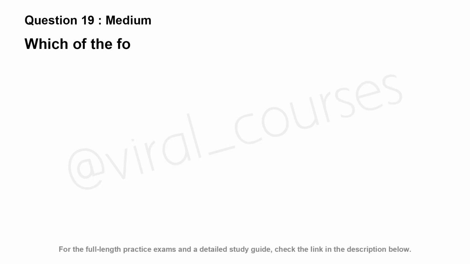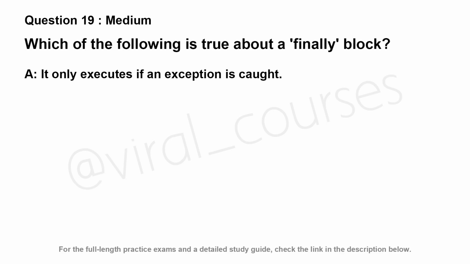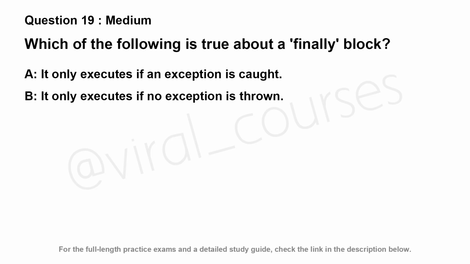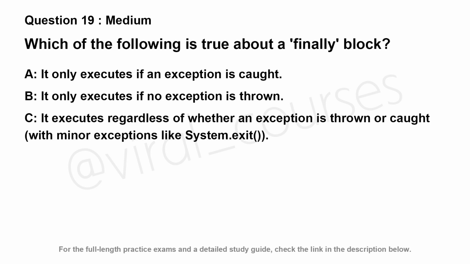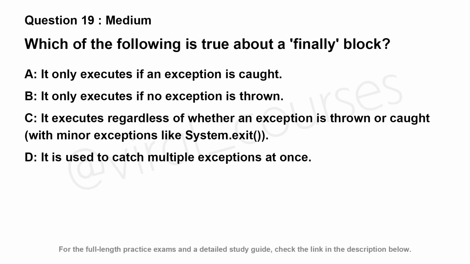Which of the following is true about a finally block? Option A. It only executes if an exception is caught. Option B. It only executes if no exception is thrown. Option C. It executes regardless of whether an exception is thrown or caught, with minor exceptions like System.exit. Option D. It is used to catch multiple exceptions at once.